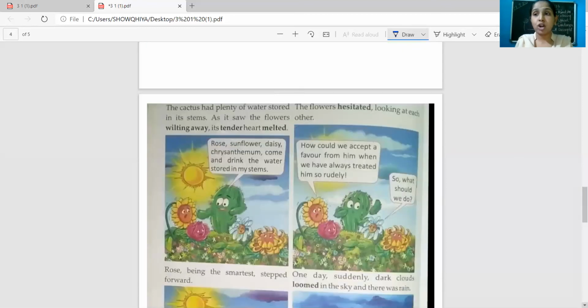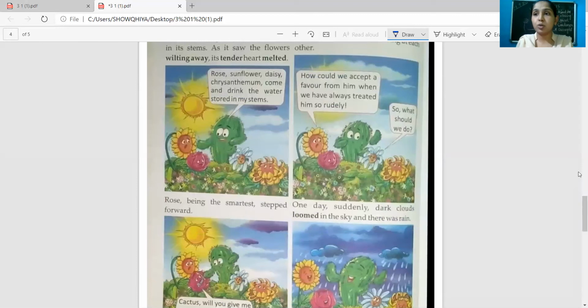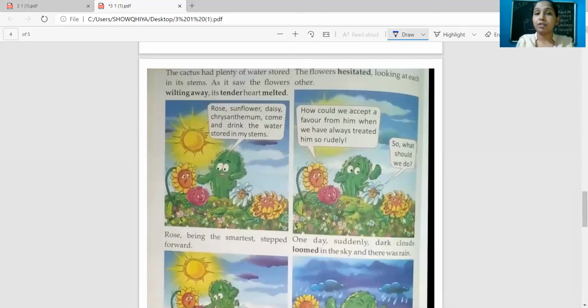So if you are not giving water to the plants, what will happen, children? One day, two days, okay, but for a longer time, if no water is given to the plant, even they will start turning shabby. Okay, see here, the cactus had plenty of water stored in its stem. As it saw the flowers wilting away, its tender heart melted.